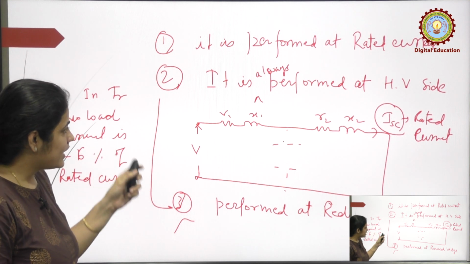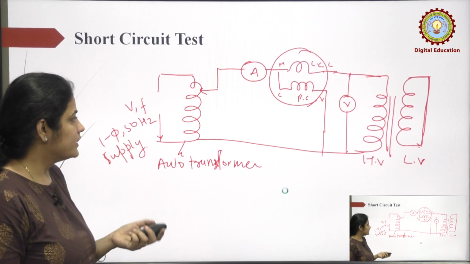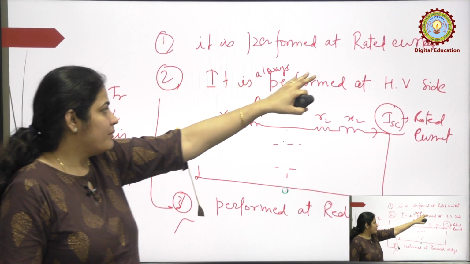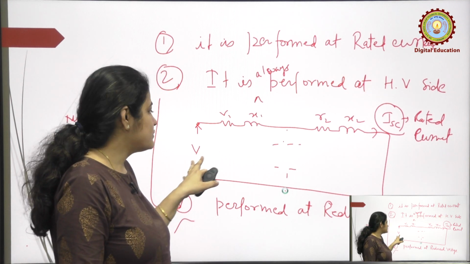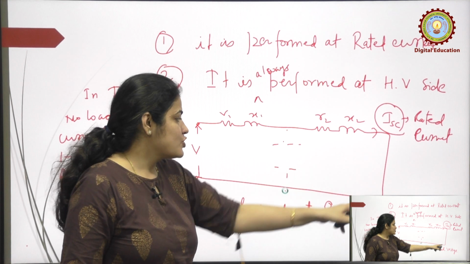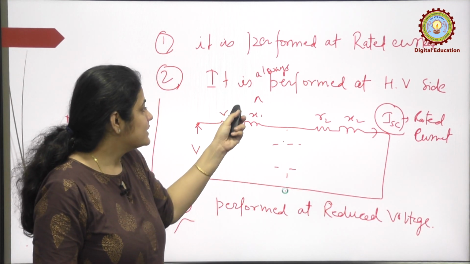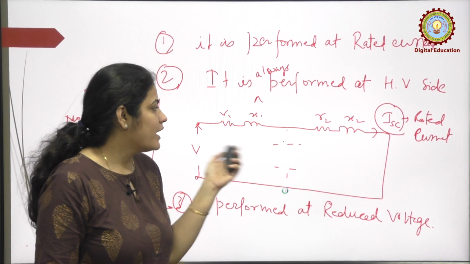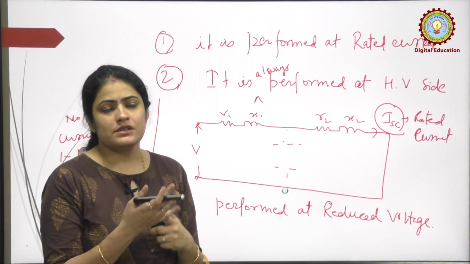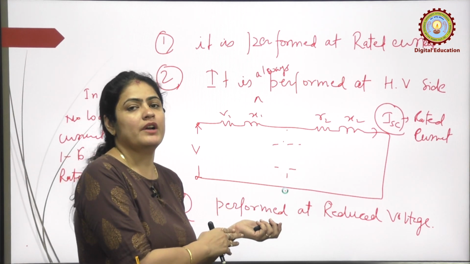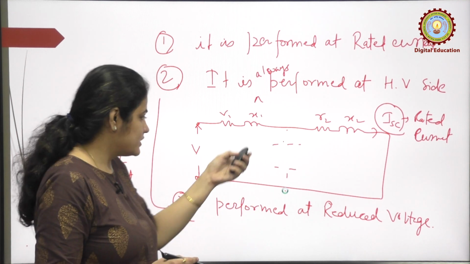So, these three conditions are to be used to perform the short circuit test. First, it is performed at a rated current. To achieve this rated current, only very little voltage is required, because it is a short circuit, it experiences a low impedance. And second thing is, it is always performed on the high voltage side. We will see in a coming slide why the open circuit test is always performed on the low voltage side and the short circuit test is always performed on the high voltage side.